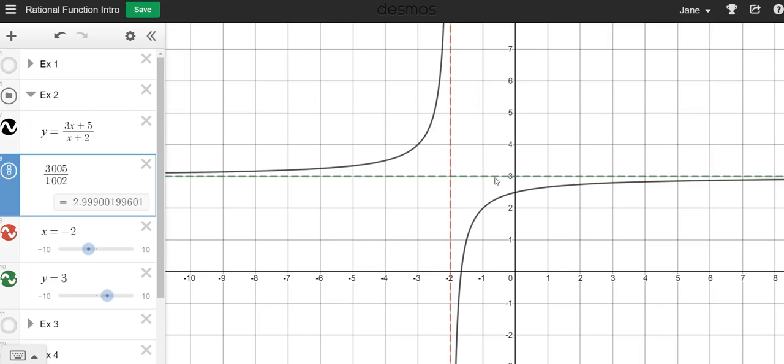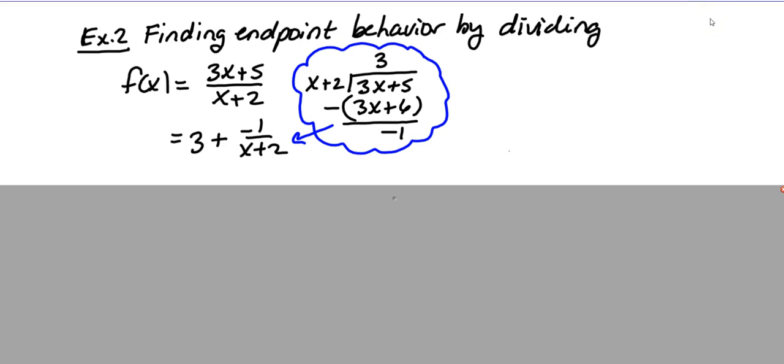Whenever you want to find out the long-run behavior of the graph or the non-vertical asymptote, you can just divide the numerator by the denominator. So looking at that division problem, if we take 3x plus 5 and divide it by x plus 2, we can see that x goes into 3x 3 times, giving us 3x plus 6. When we subtract, we get a remainder of -1. So we could write this as 3 plus -1 over x plus 2.